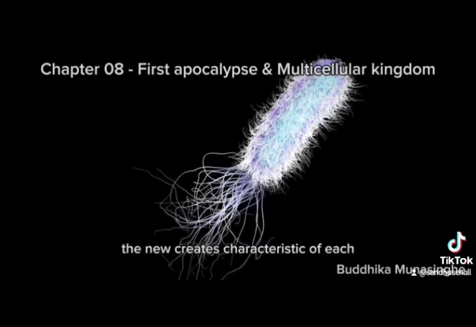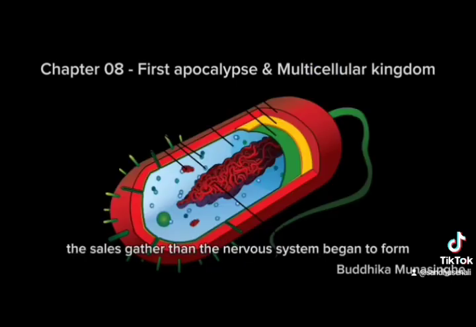The new traits characteristic of each mutation were found in the members of the new generation. At the same time, the number of amino acid pairs in the DNA chain increased by tens of thousands. The form of the multicellular organism began to change, better designed for sensation. The cells gathered and the nervous system began to form.